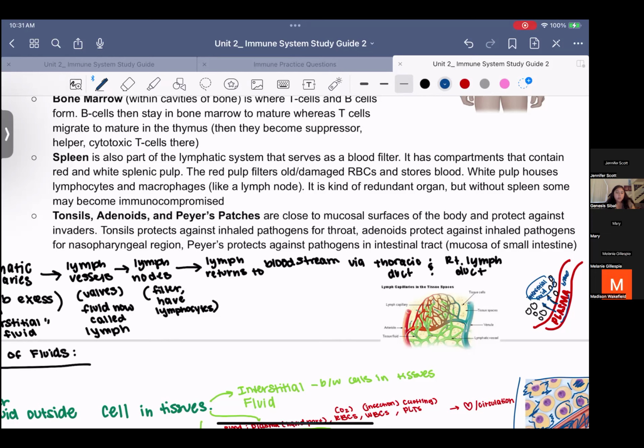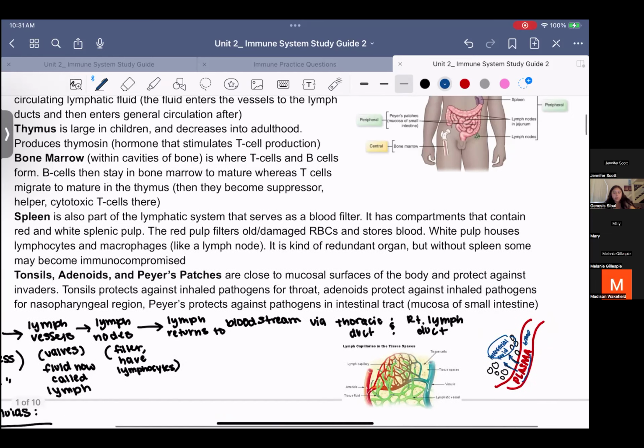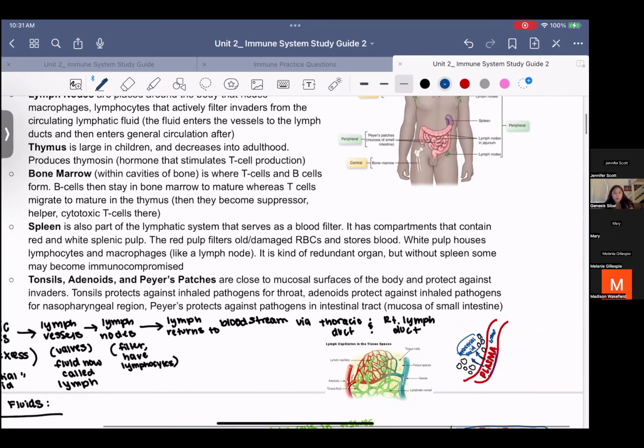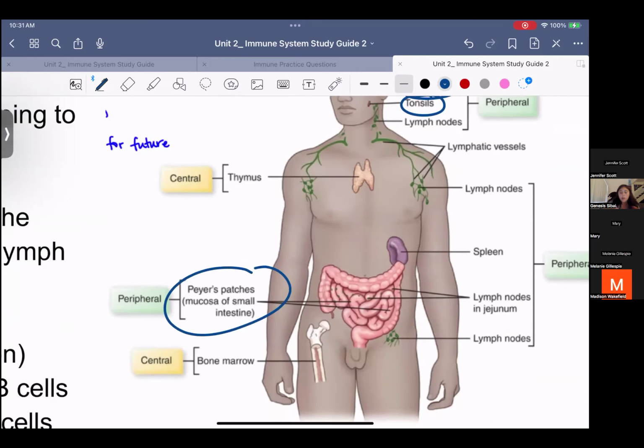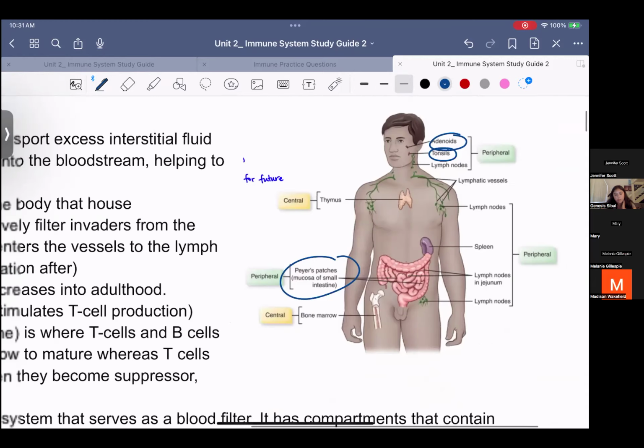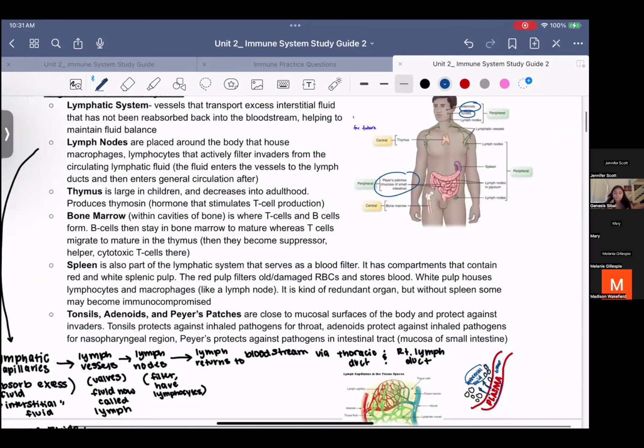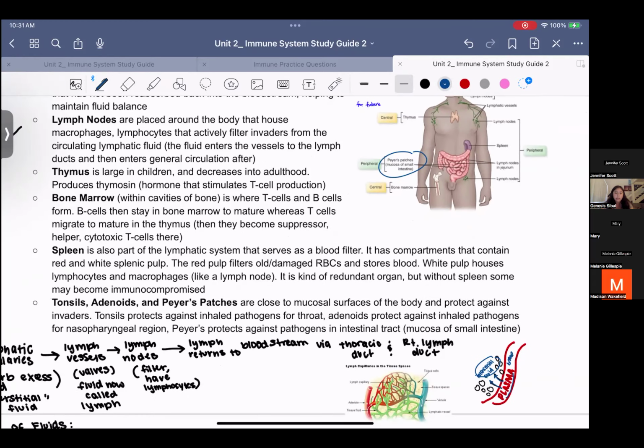And so for tonsils, adenoids, and Peyer's patches, these are just any type of closed mucosal surfaces of the body that help protect against invaders, right? So you can see the adenoids here, the tonsils, and then we have the Peyer's patches located within the mucosa of the small intestine. So again, tonsils protect against inhaled pathogens for the throat. Adenoids protect against inhaled pathogens for the nasopharyngeal region, and then the Peyer's patches help protect against pathogens in the intestinal tract, right? So you don't need to know that, but just helpful to know.